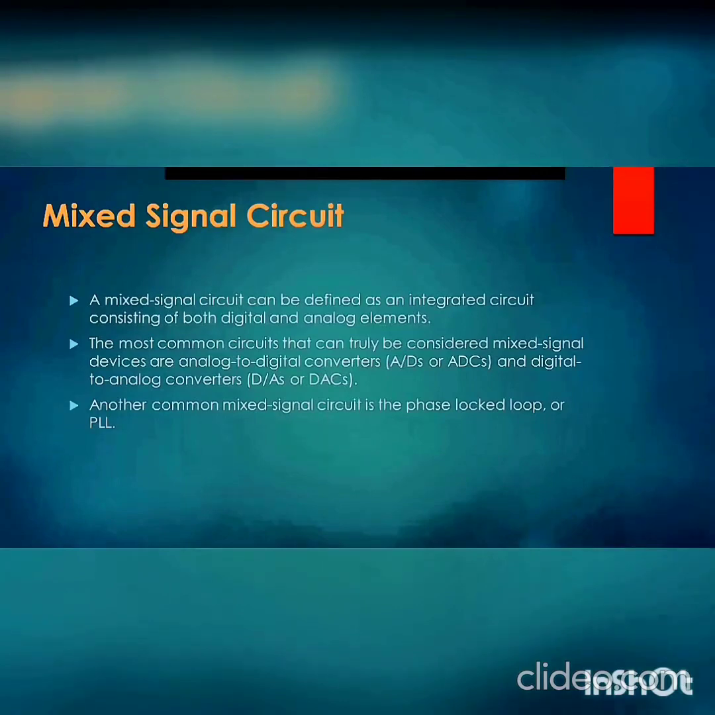So first of all, what are mixed signal circuits? Mixed signal circuits can be defined as integrated circuits which consist of both digital and analog elements on the same chip. The most common circuits that we use are analog to digital converters and digital to analog converters. Another common mixed signal circuit is the phase lock loop.